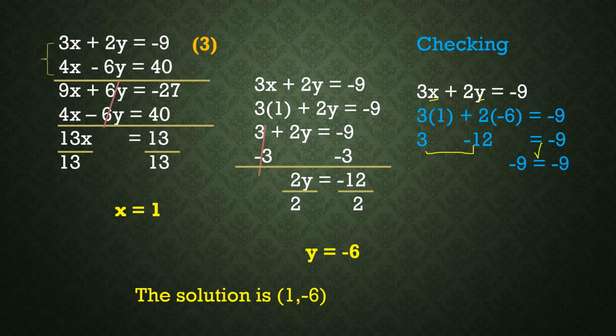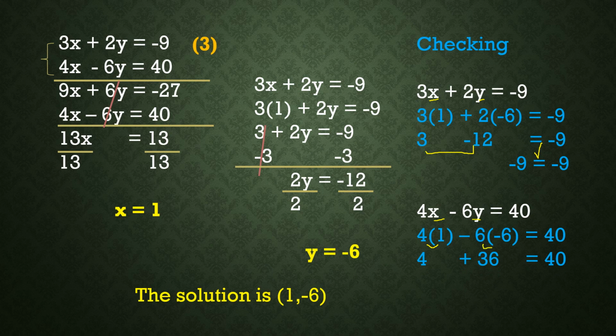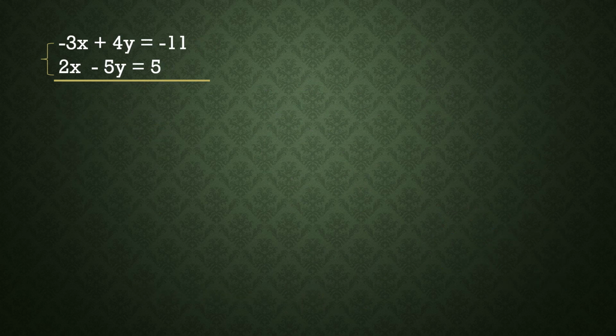They are equal. Next equation, 4x minus 6y equals 40. So again, replace x and y by the values 1 and negative 6 respectively. That will be 4 times 1 minus 6 times negative 6 equals 40. 4 times 1 is 4. Negative 6 times negative 6 is positive 36 equals 40. 4 plus 36 is 40 equals 40. They are equal. Therefore, the solution 1, negative 6 is correct.